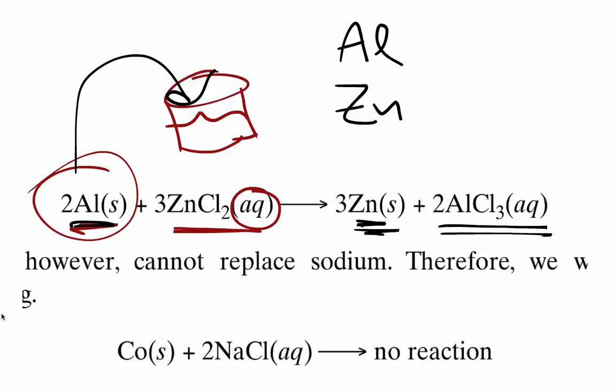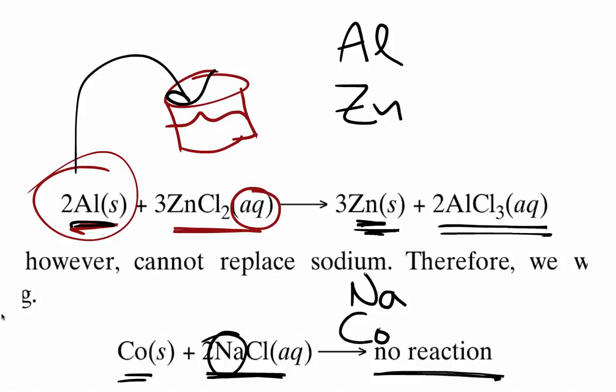Now, however, looking down at the next one, we have cobalt and we have sodium chloride. Notice in this instance, there's no reaction. That means sodium is more reactive. Sodium is more tightly bound to that chlorine, not willing to switch places with cobalt. So in this case, we'd say sodium is more reactive than our cobalt. We'd put it above the cobalt in the reactivity series.